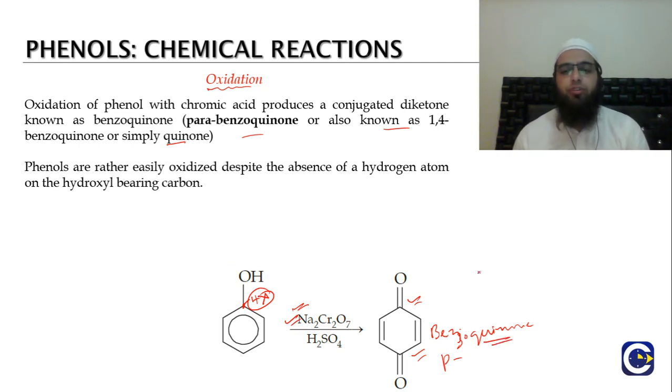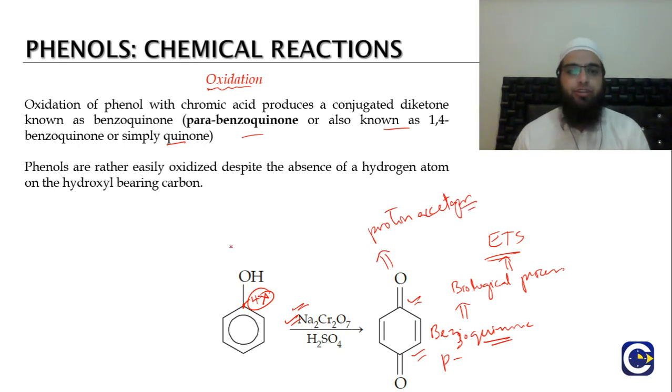So this benzoquinone is a very important compound. It's involved in many biological processes. For example, we have electron transport systems, there it's involved, and many other biological functions it performs. And also it serves as a precursor for many organic reactions. It's particularly a proton acceptor. We use it for many organic reactions. So these are the simple points that we have to remember for these reactions.